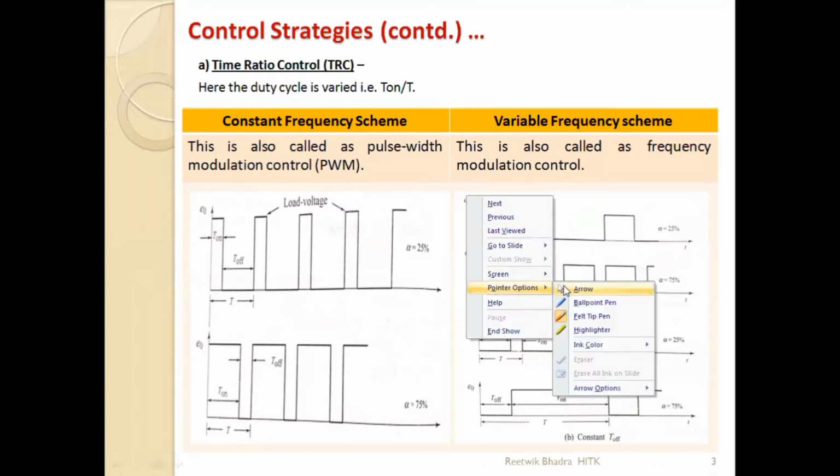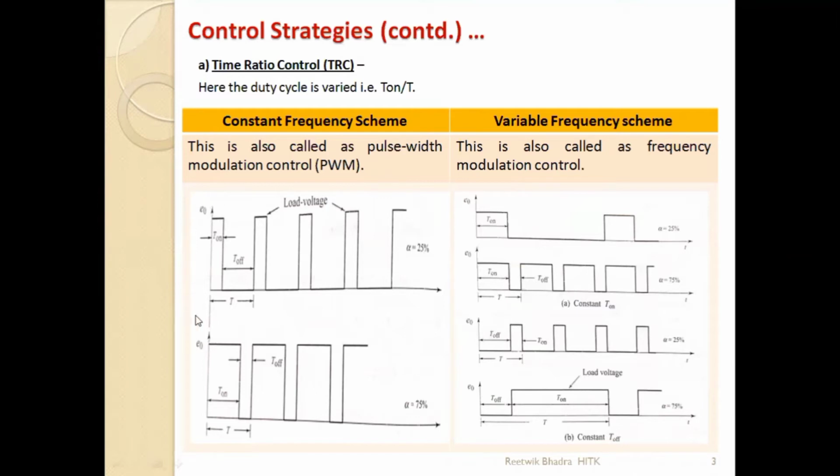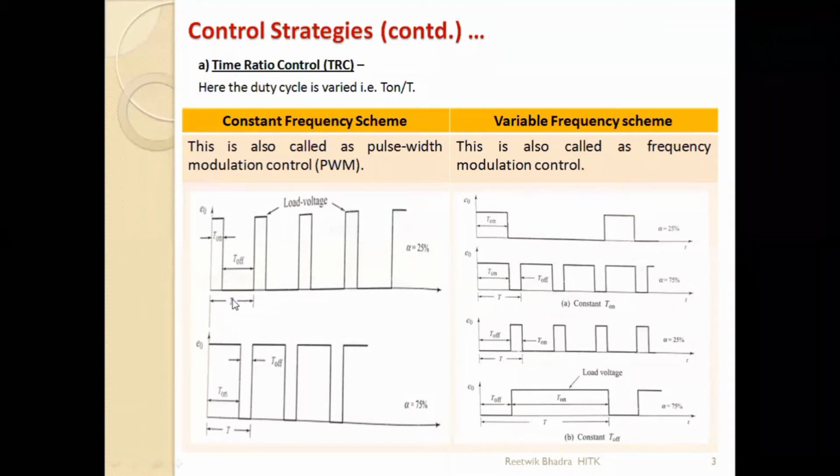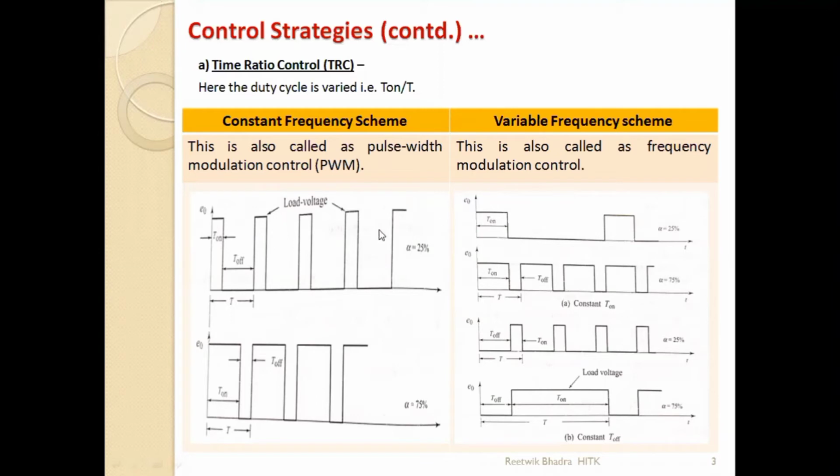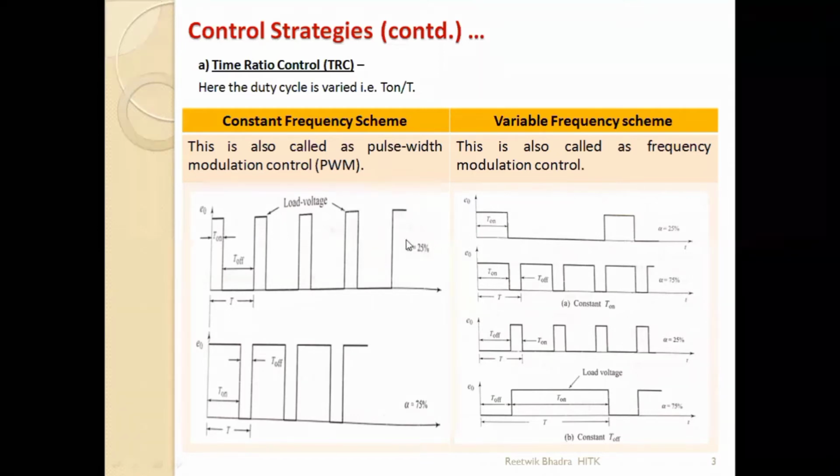One of the most common schemes which we go for is this PWM scheme. The frequency and time period remain constant, so frequency also remains constant. So why do we generally go for this scheme? Can anyone tell me any reason? Why do we prefer the constant frequency scheme over the variable frequency scheme?